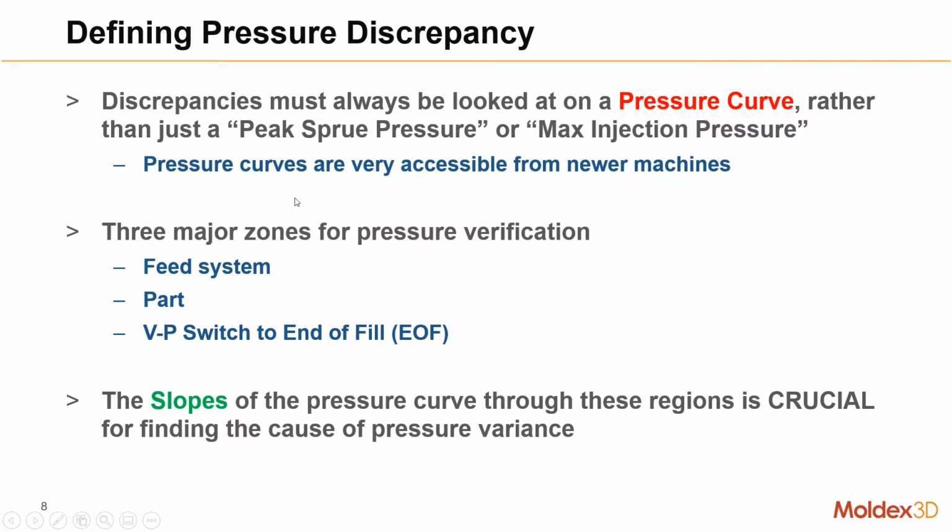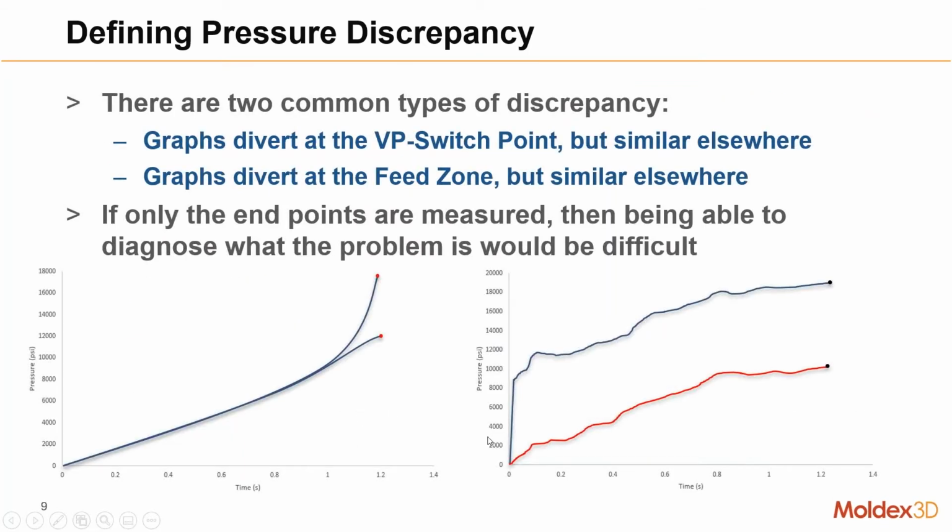All right, there's three major zones for pressure verification. We actually just saw that in one of the previous slides where we were looking at the screw pressure curve. There's the feed system, the part, and the VP switch to the end of fill. These three zones are what we use to identify the root cause of the pressure discrepancy. Looking at the slopes of the pressure curve through these zones is going to be the most crucial component of figuring out the pressure variance.